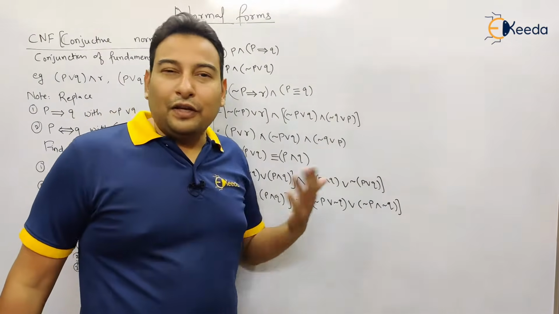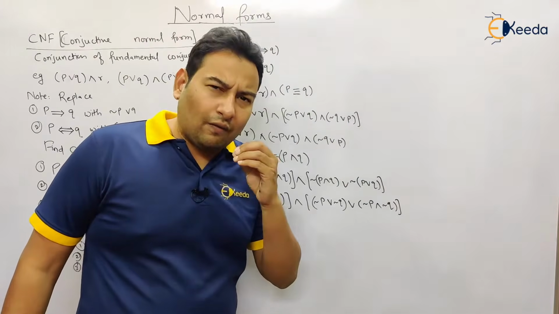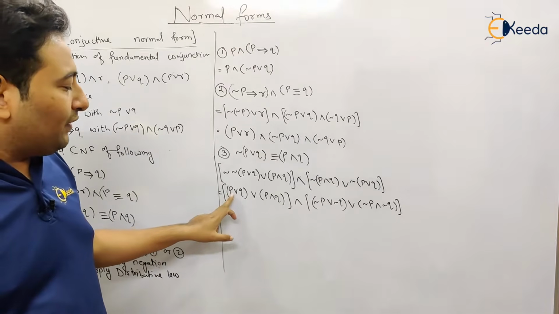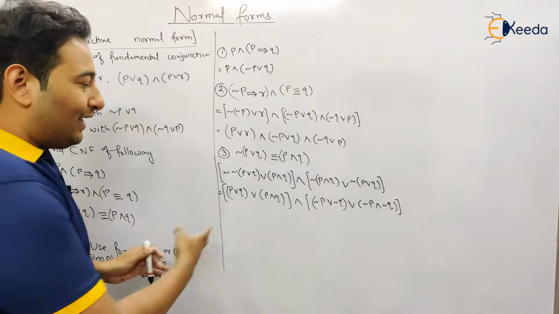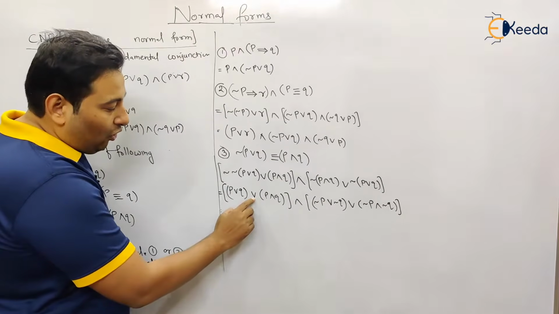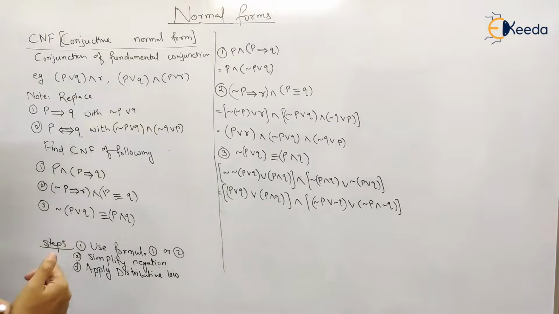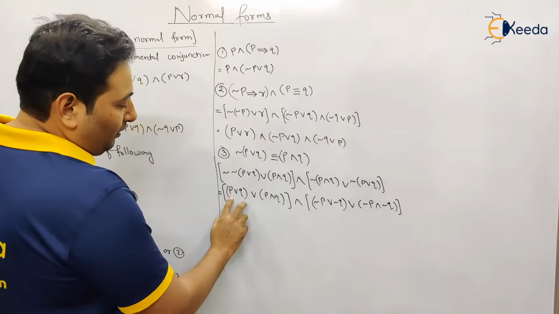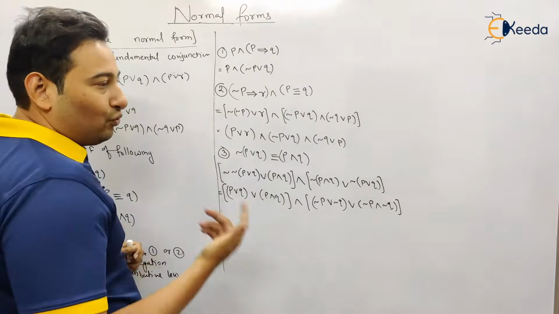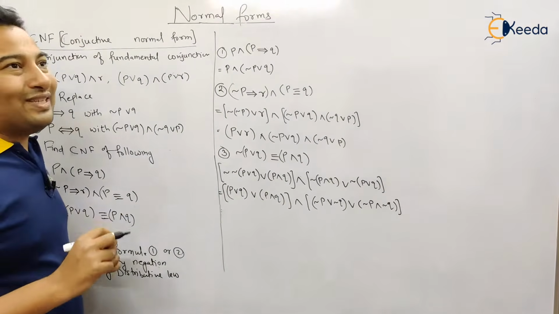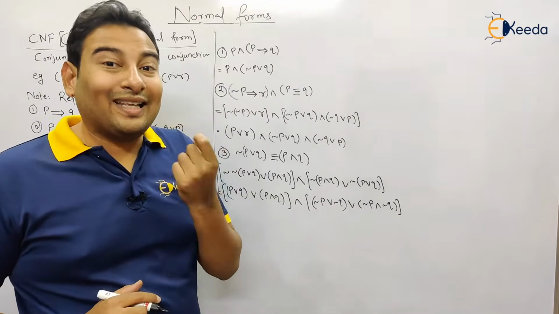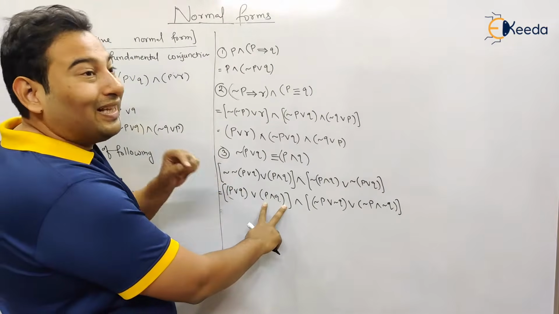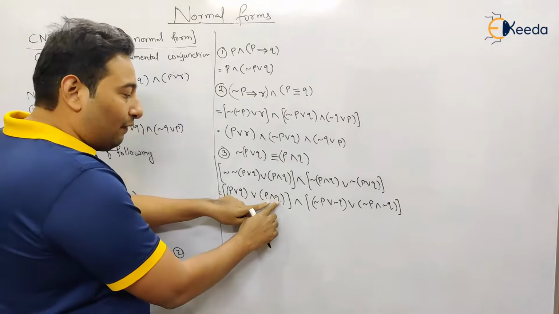So what next? We need to simplify it. Simplify means what? Apply the distributive law. Now there are two options. Either you can go ahead with this P or this term, or you can go ahead in the reverse order, P or this term. So which term are you going to prefer? Since we are going for CNF, that means in the bracket we should get what? Disjunction. If I take this P or this term, in this bracket I'll be left with conjunction, but I want disjunction. So let's go ahead from this to this.